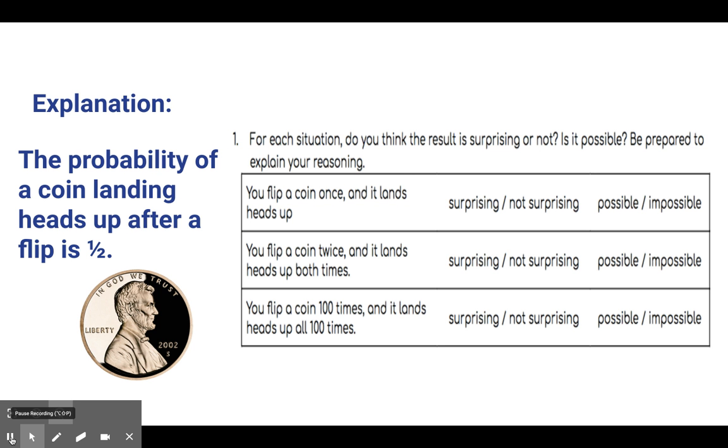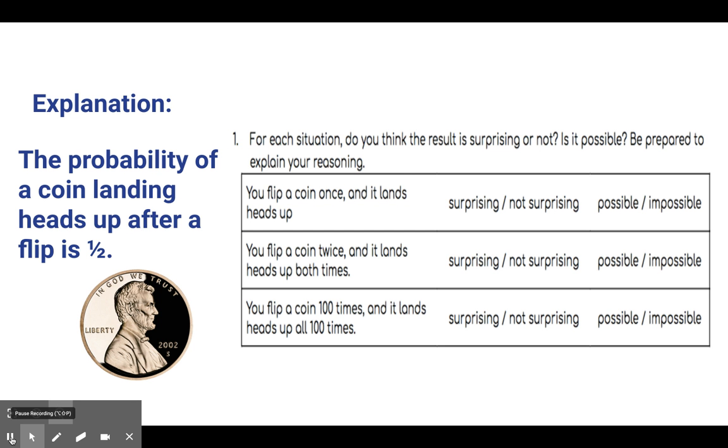So for number 1, it says you flip a coin once and it lands heads up. For B, it says you flip a coin twice and it lands heads up both times. And you flip a coin 100 times and it lands heads up all 100 times. We're going to take about 2 minutes for you to determine whether or not each one of these scenarios is surprising or not surprising, and if it is possible or not possible, and we'll come back together.